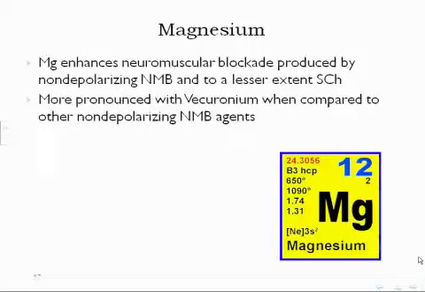Magnesium is another thing that will enhance neuromuscular blockade. If you give enough magnesium, it will membrane stabilize the person to the point that they'll lose their deep tendon reflexes, and it'll make the person profoundly muscle relaxed.